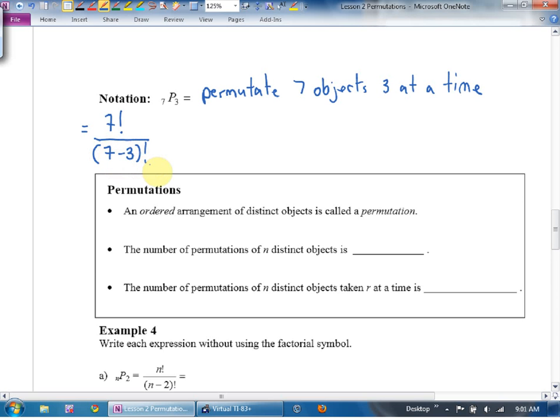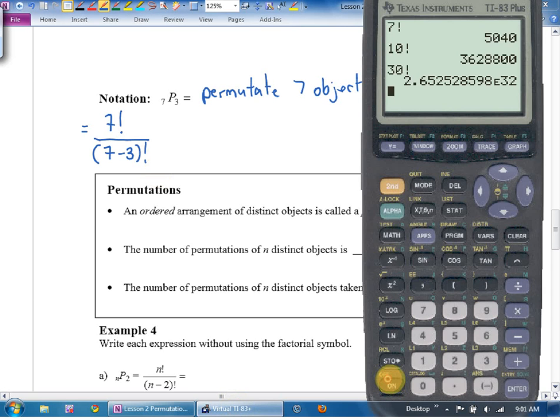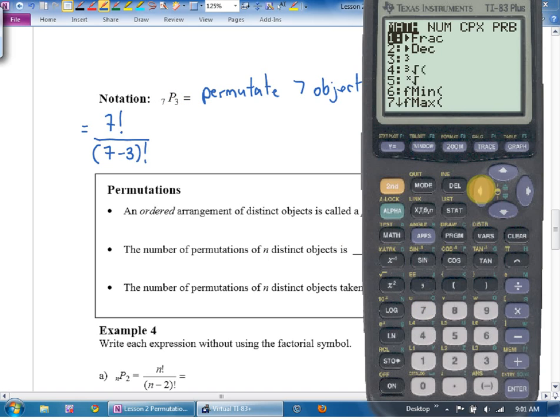And it is also built into your calculator. Turn your calculators on if they've turned off already. We're going to type this. What we're going to type is 7. Math button, back to the probability section. See the nPr? That's the n, the total number, permutate r objects at a time. So we're going to pick option number 2 and put a 3 here. And if you hit enter, that'll give you the same answer as we got before.